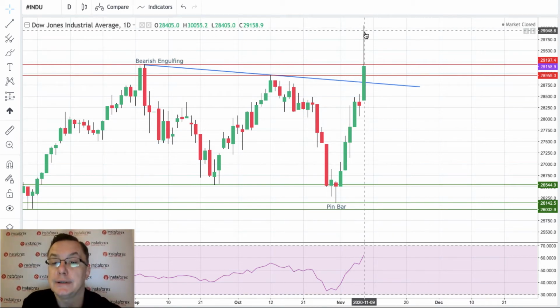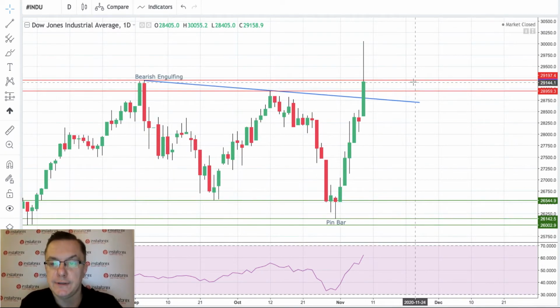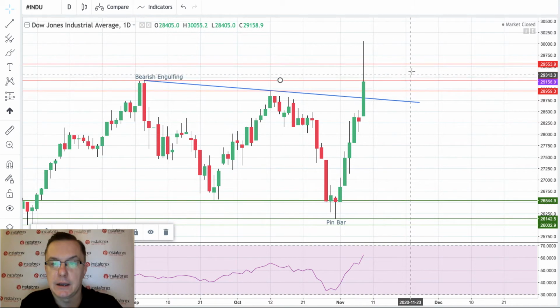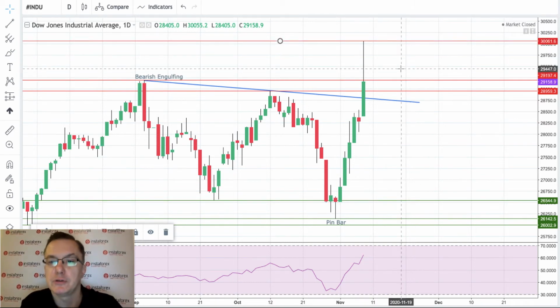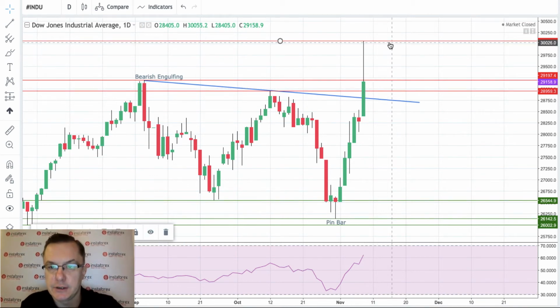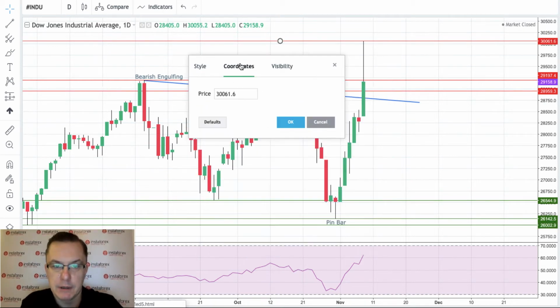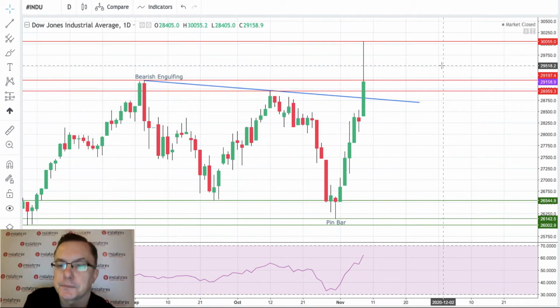However, this upper shadow tells a lot about the current situation on the market, which is apparently again switching from bullish to bearish. The high was made at the level of 30,055. So let's put some coordinates a little bit more precisely. There you go, 30,055. That's the exact high.